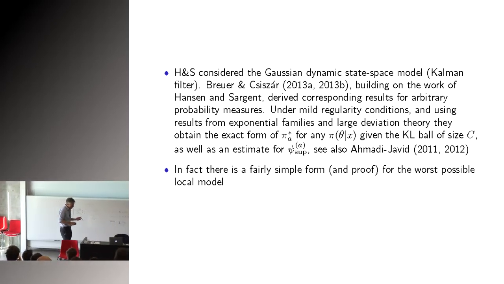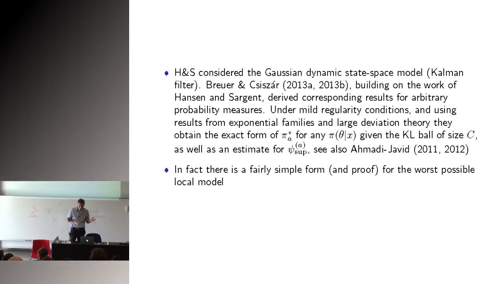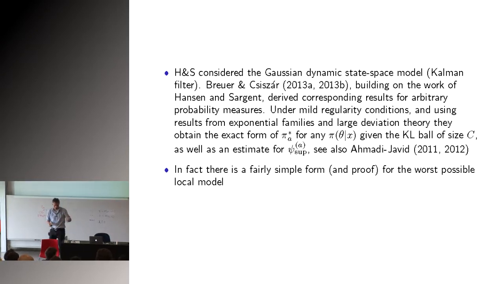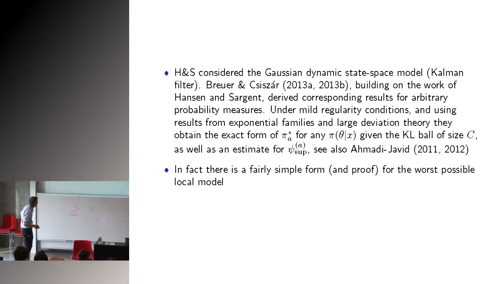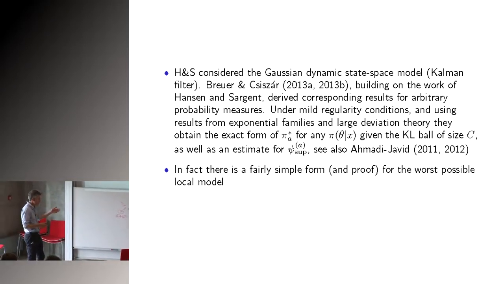And that seems quite remarkable. Those papers use results from exponential families and large deviation theory. In fact, what we've shown, myself working with one of my students, is that there's actually a very simple, three-line proof to this that I want to walk you through now. So you provide me with a probability model and the loss function, and I'm going to tell you the form of the worst possible thing that can happen.